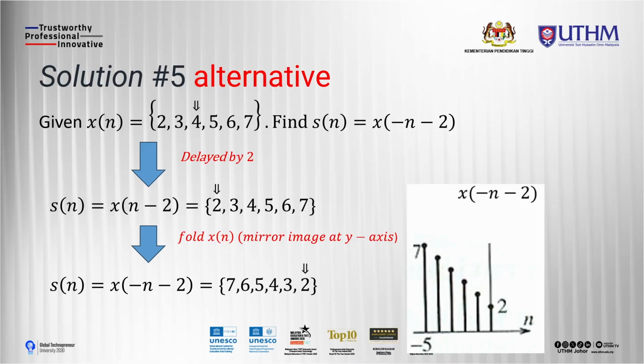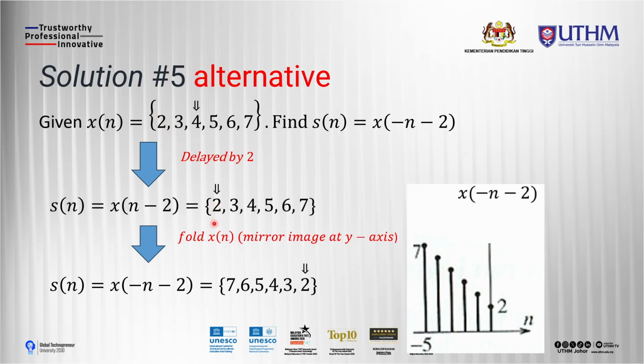Here I also show you an alternative to solve this problem by using time shifting first, followed by folding. If I do the time shifting first, this is n minus 2, which is a delay. So delay by 2, I use the origin symbol method. I shift 2 units to the left. Okay, for the delay, I shift 2 units to the left. So the symbol of origin is here.